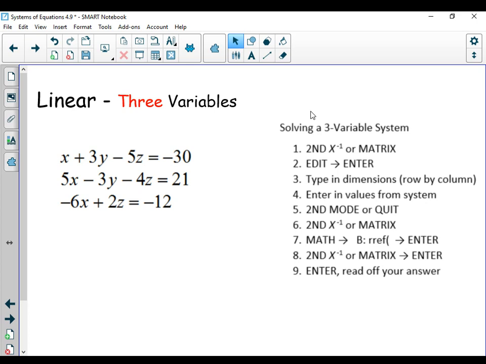You're like, I don't know what you want me to do with that. Okay, that's a matrix. What we're going to use a matrix for is to solve a system of 3 equations with 3 unknowns. For example, I need to know what x equals, what y equals, and what z equals.